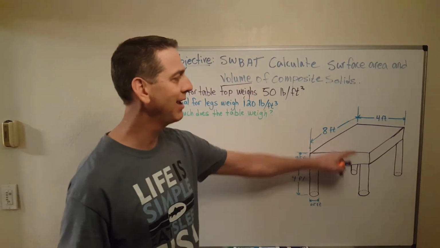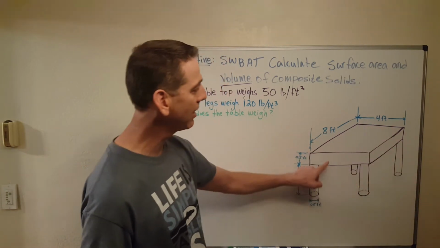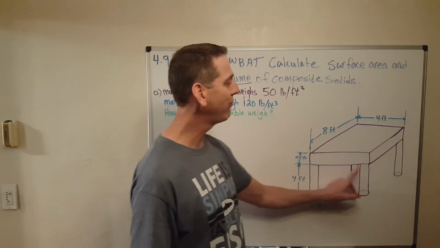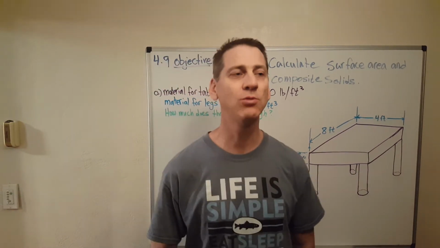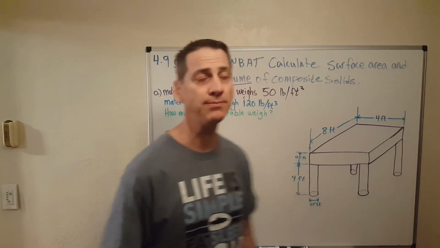For example, this table right here. This is made up of different shapes. It's got a rectangular prism, and it has 4 cylinders. So what if we wanted to know the volume of this solid for whatever reason?